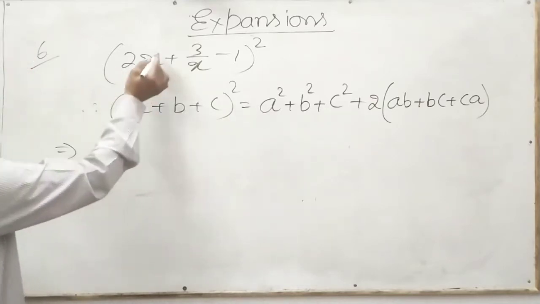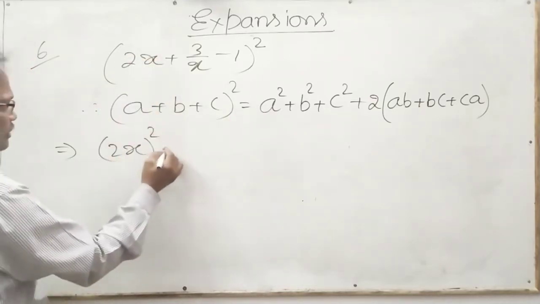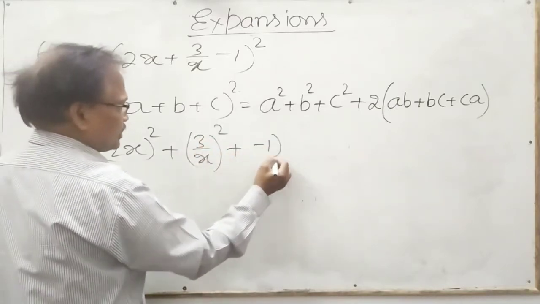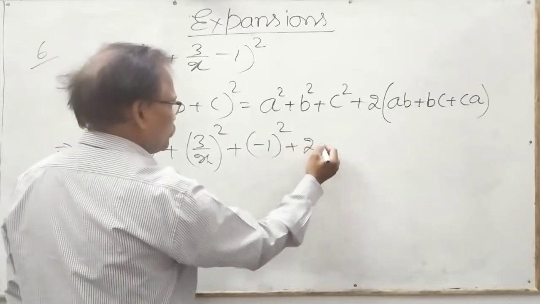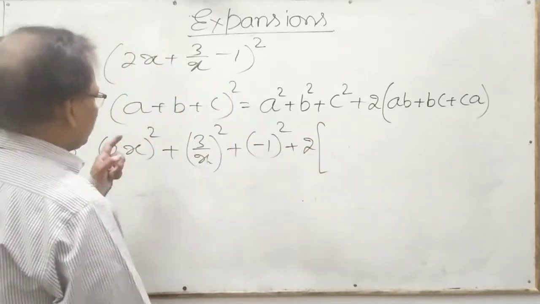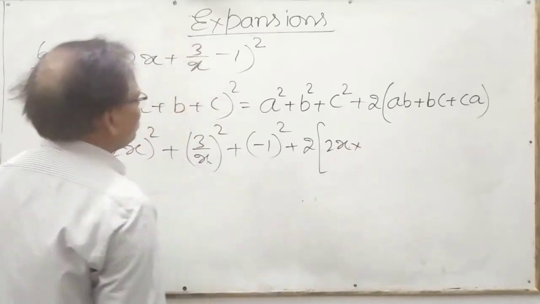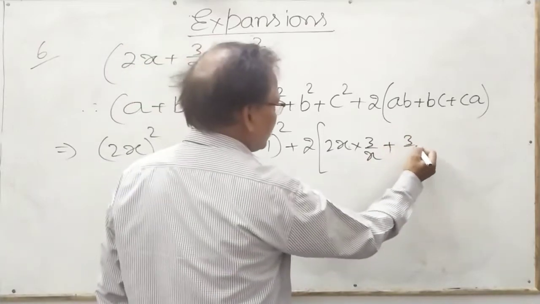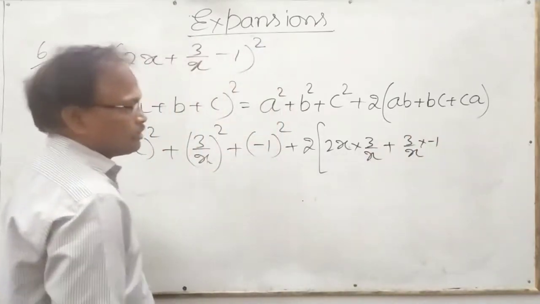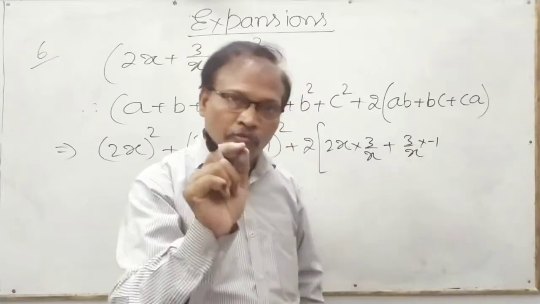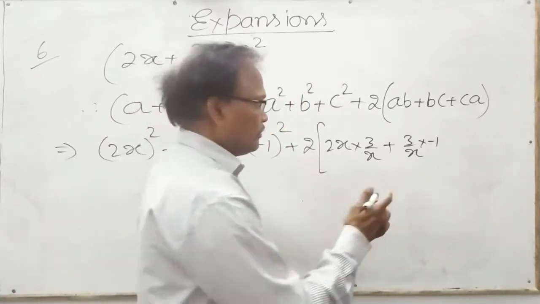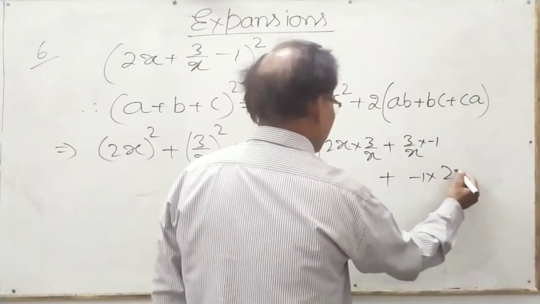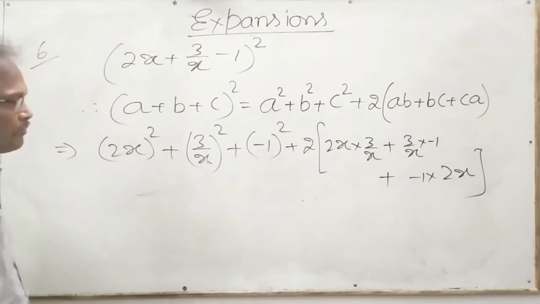Now how to apply this one? In place of a, put (2x) whole square. In place of b, (3 by x) whole square. In place of c, (minus 1) whole square. Plus 2, big bracket: in place of a, 2x into b, meaning 3 by x, plus b, meaning 3 by x into minus 1. Clear? It means you have to put the value with the sign. If you do not keep the sign, it will go wrong. Then plus c, meaning minus 1 into a, meaning 2x, and close the big bracket.